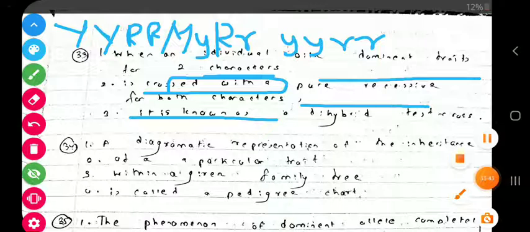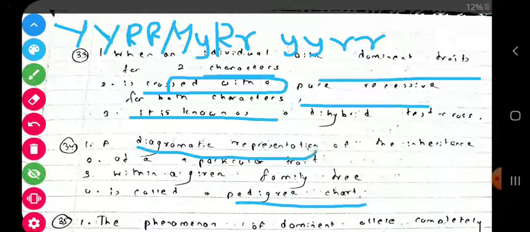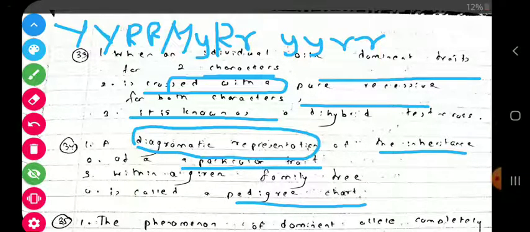The next definition: what is a pedigree chart? I think this came for the exam also once. A diagrammatic representation of the inheritance of a particular trait within a given family tree is called a pedigree chart.